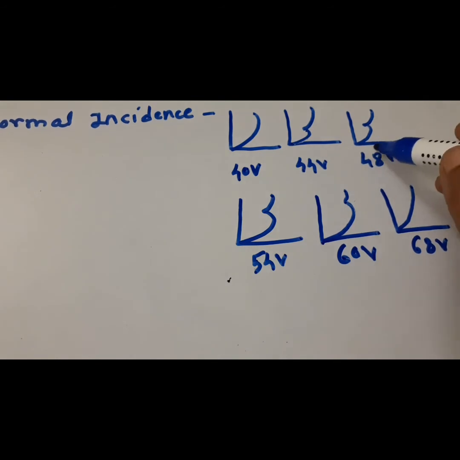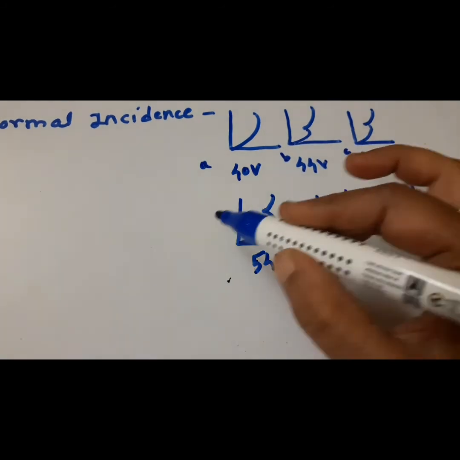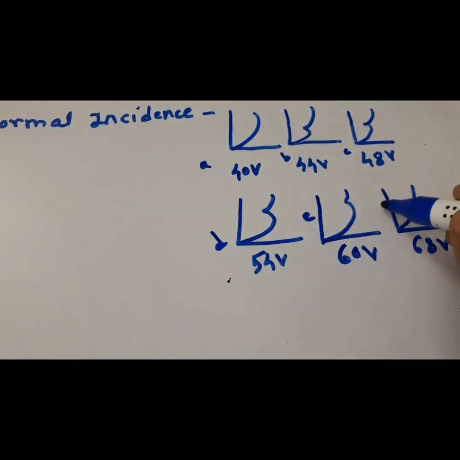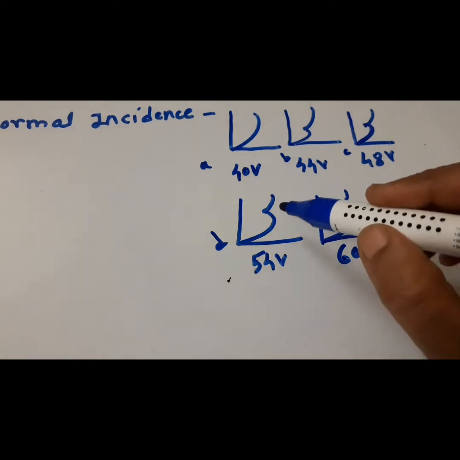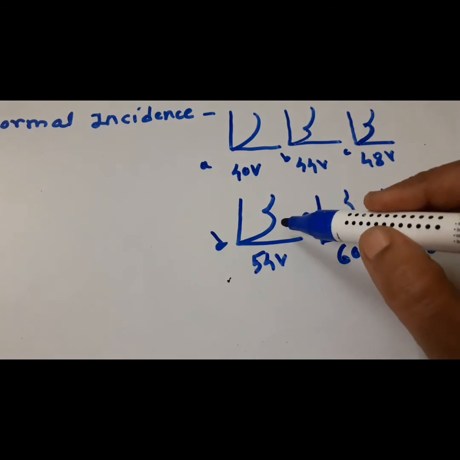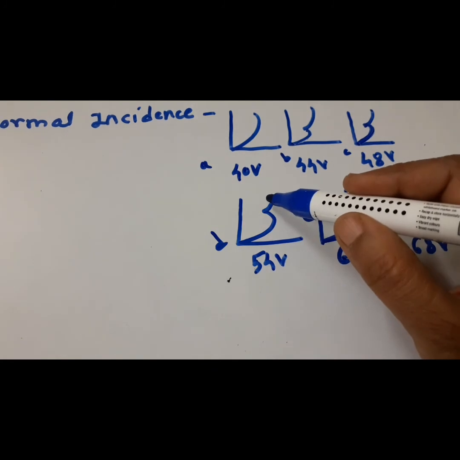See, in the C graph, this is A, this one is B, this one is C, D, E and F. In the C graph, as the voltage increases, the bump also increases. This is called the bump. It moves in the upward direction. It again changes at 54 volt. At 54 volt, it also increases in the upward direction.